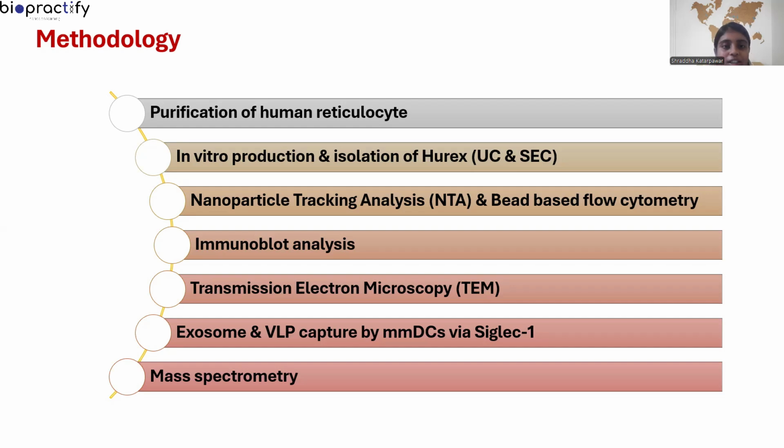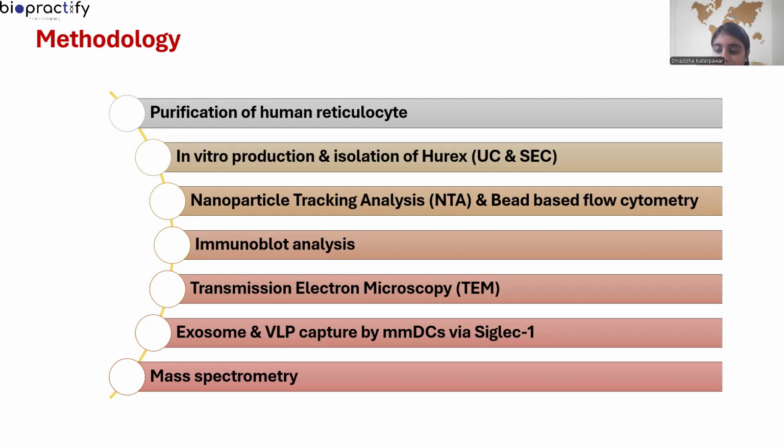Thus we purify our human reticulocytes, and the next step is in vitro production and isolation of human reticulocyte derived exosomes, which can be done by two methods: ultracentrifugation and size exclusion chromatography. The reticulocytes were cultured in RPMI medium, and cell viability was checked using a dye called trypan blue, meaning the reticulocytes were stained with this trypan blue dye. Then exosomes are isolated by the two methods, size exclusion chromatography and ultracentrifugation.